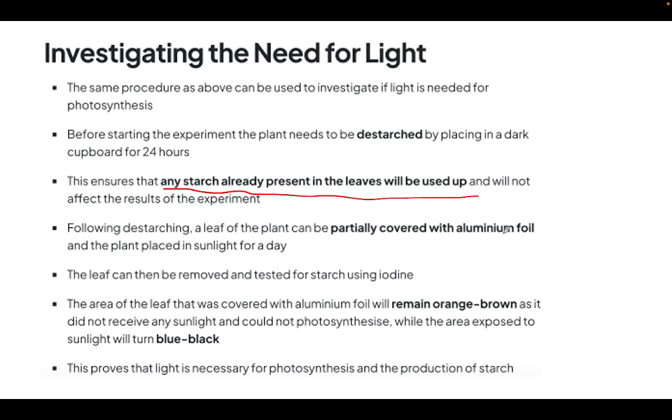This aluminium foil, you understand, is to avoid any light going to our leaf, and we place it in the sunlight for a day. Now the leaf is then removed and tested for starch. If you test for starch, that's what will tell us whether starch is really formed or not.